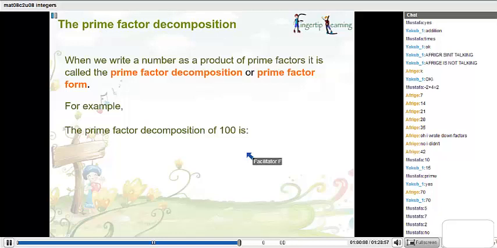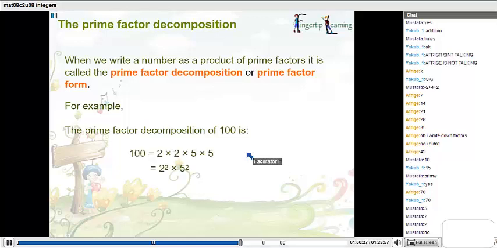We have prime factor decomposition for 100. If I tell you in a simple way, what are the prime factors that you are going to multiply together to get 100 as the answer? So how am I going to do this? How am I going to find that out? There are simple methods to use.